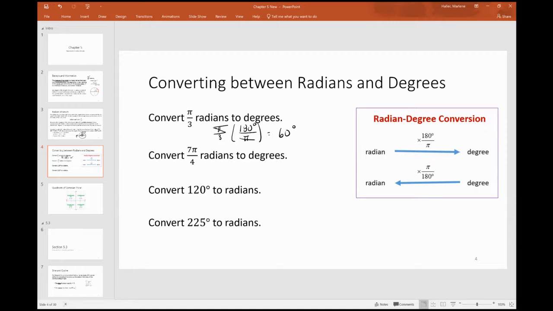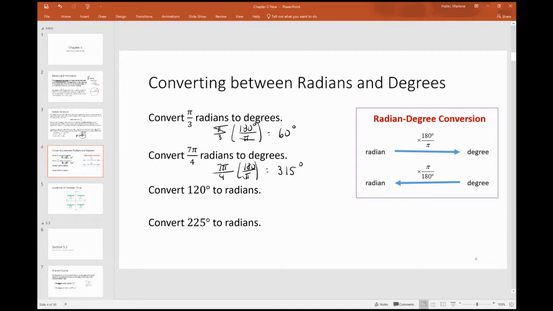If we want to convert 7 pi over 4 radians to degrees, no difference there. Just do the same thing. 7 pi over 4 times 180 over pi. The pi's will divide out. What is 7 times 180 divided by 4? Let me put that in my calculator here real quick. 315 degrees.